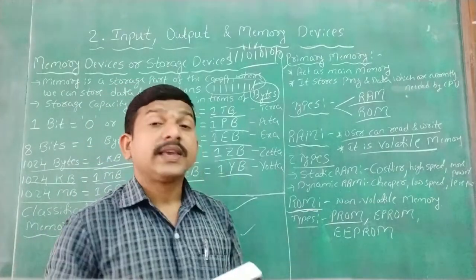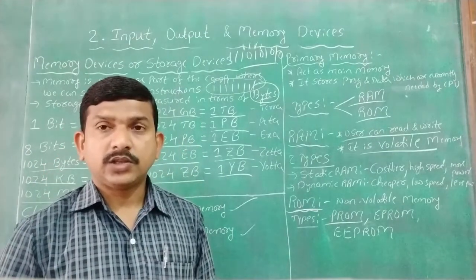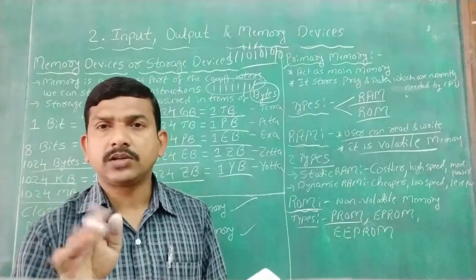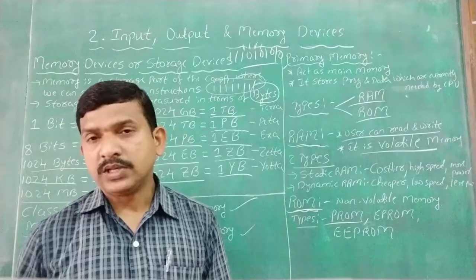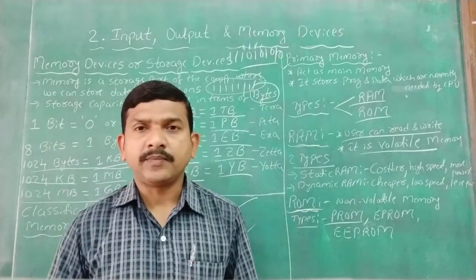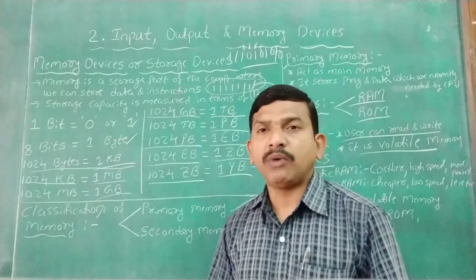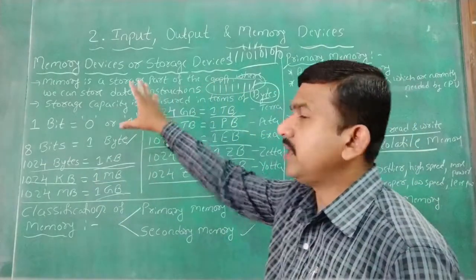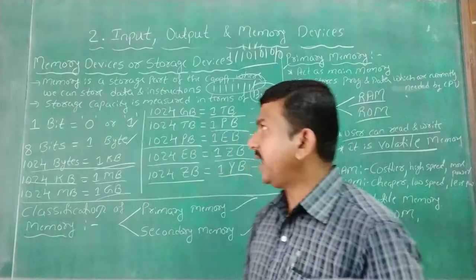How are we deleting? Electrically erasable. Normally, if we simply delete, it gets deleted. Electrically erasable programmable. So these are some introduction about the primary memory. Is it clear? So what have we discussed here? The memory part, memory devices we have discussed. Memory means it is a place in a computer where we can store data and instructions.